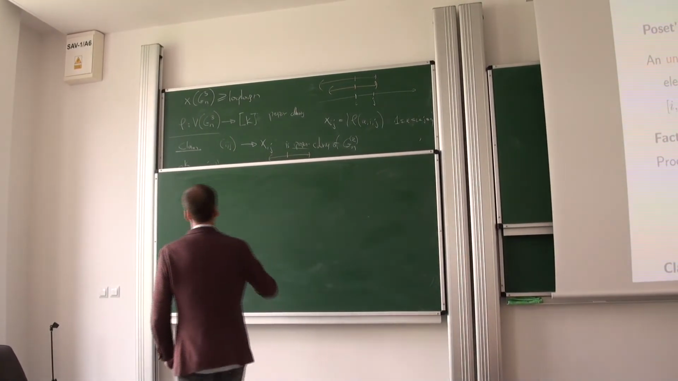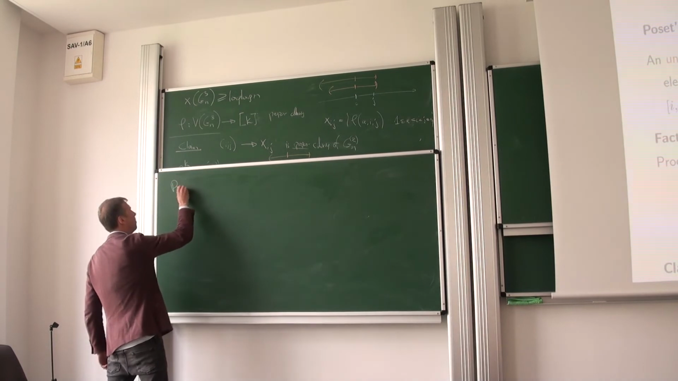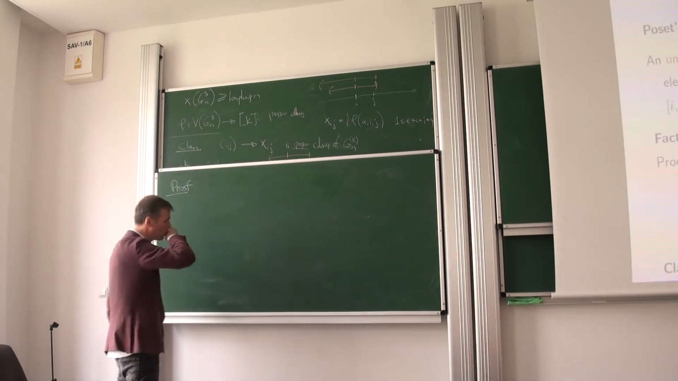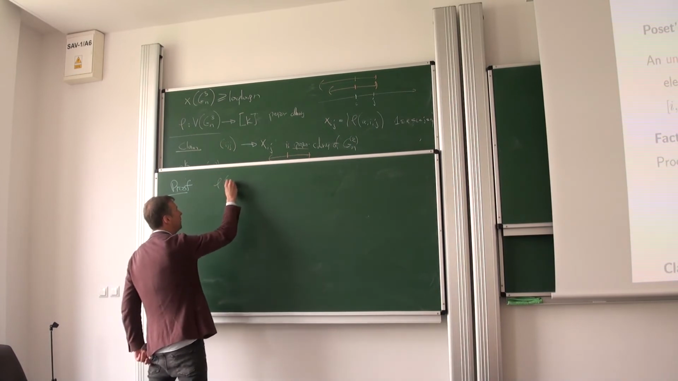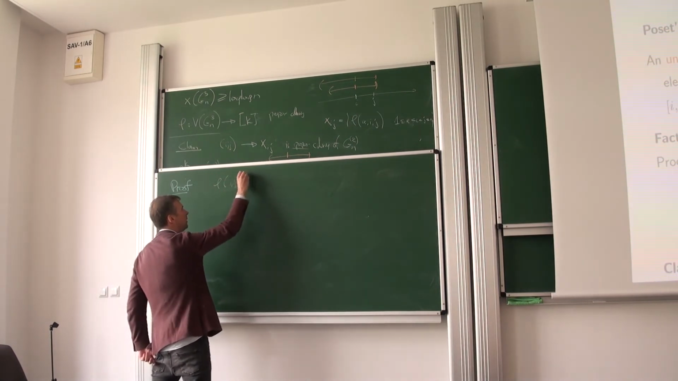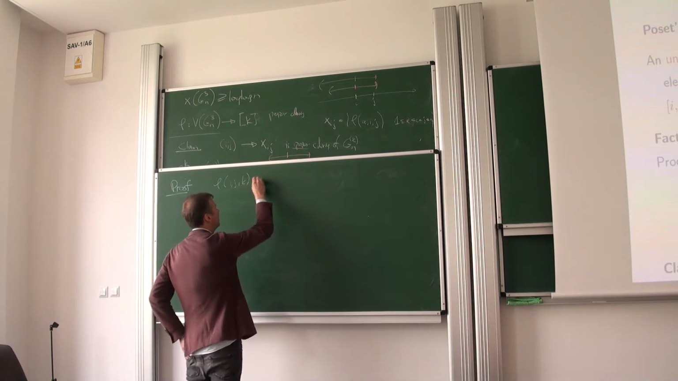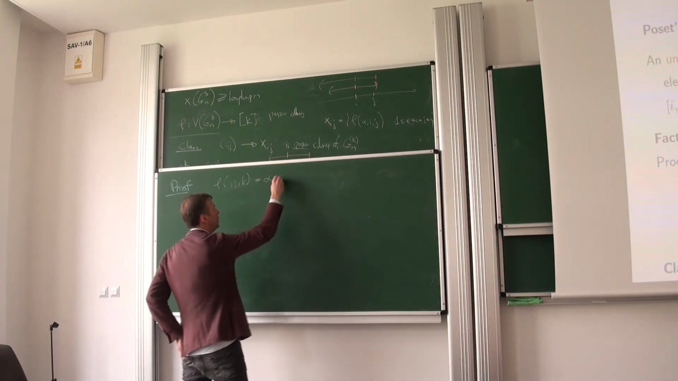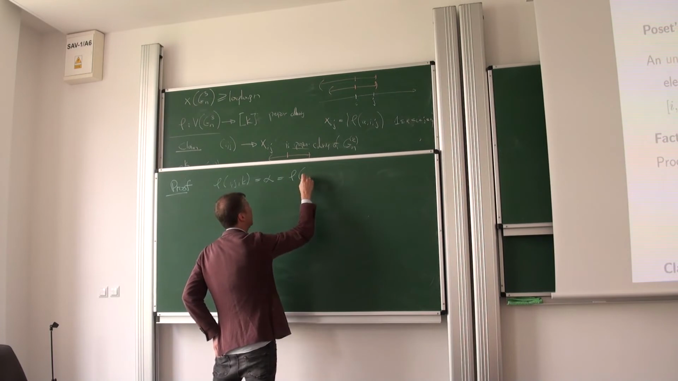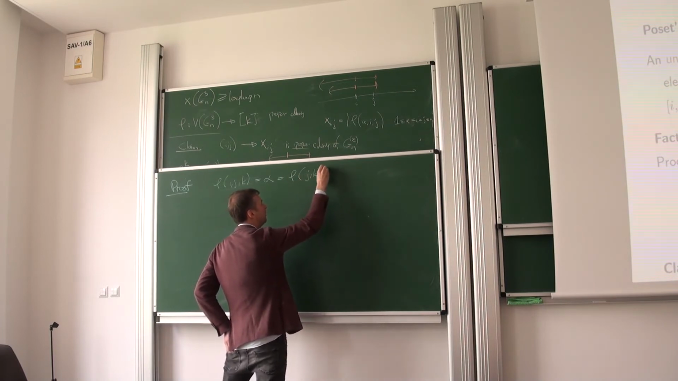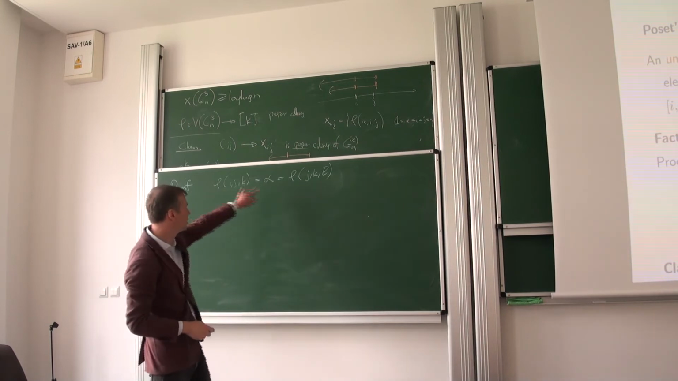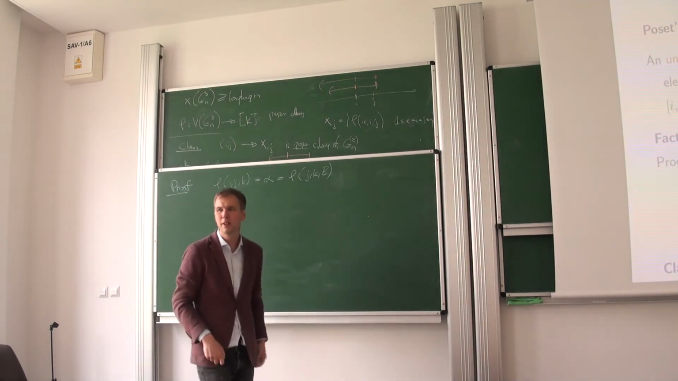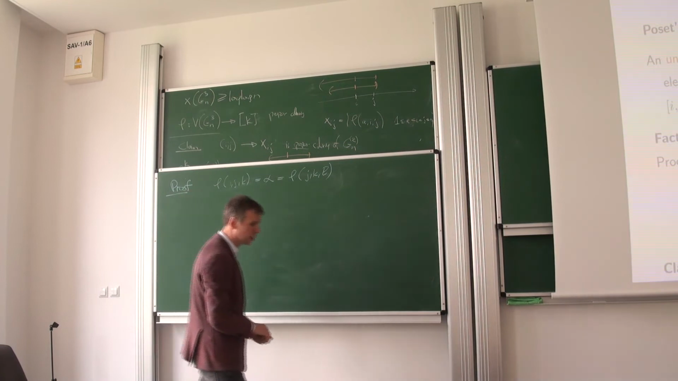What should be the proof of the claim? So assume that phi of ijk is equal to alpha, which is equal to phi of jkl. And we want to get a contradiction. That's two vertices of G_n^3 that are adjacent. We want to find a contradiction.